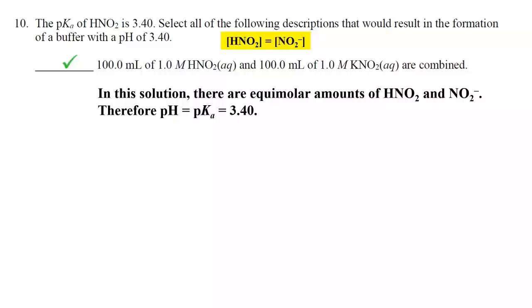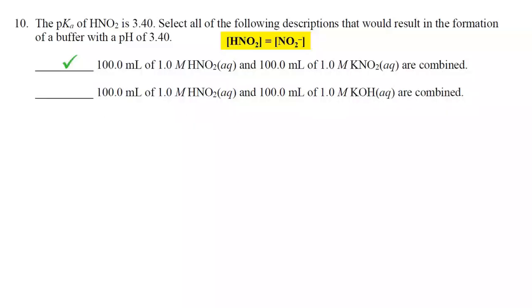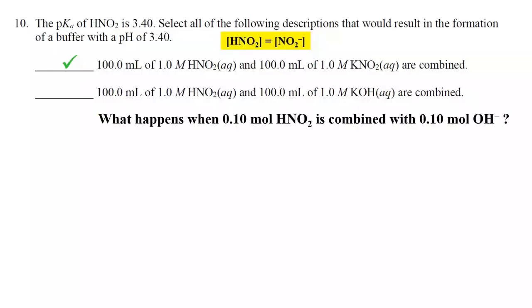Now, in our next description, we're combining 100 milliliters of 1 molar HNO2, or nitrous acid, with 100 milliliters of 1 molar KOH, or potassium hydroxide. That is a strong base. So we have equal number of moles. We have 0.1 moles of nitrous acid and 0.1 moles of the hydroxide ion. What happens when this weak acid is combined with an equimolar amount of a strong base? The chemical reaction that would take place would convert all of the HNO2 into NO2-.